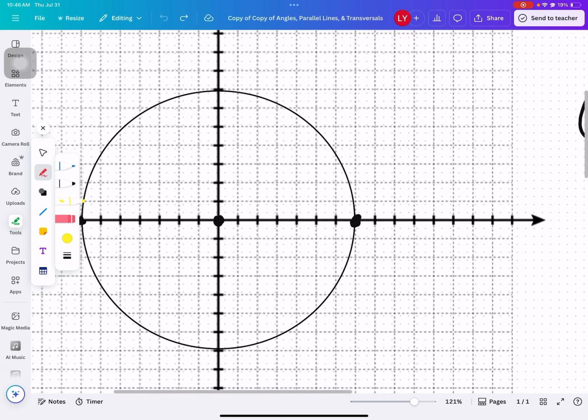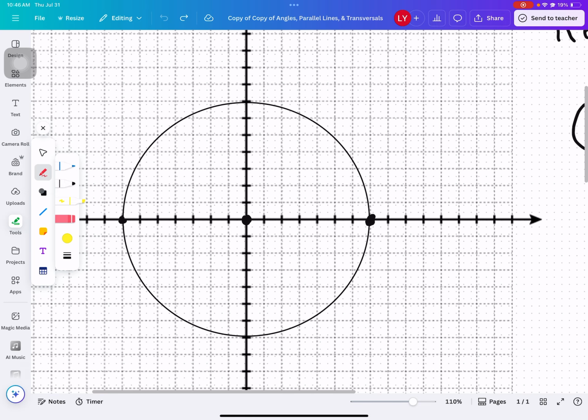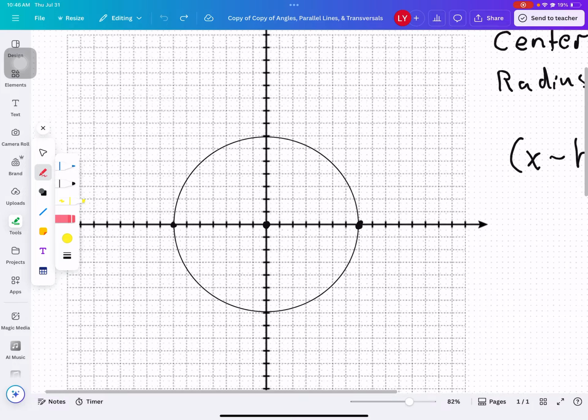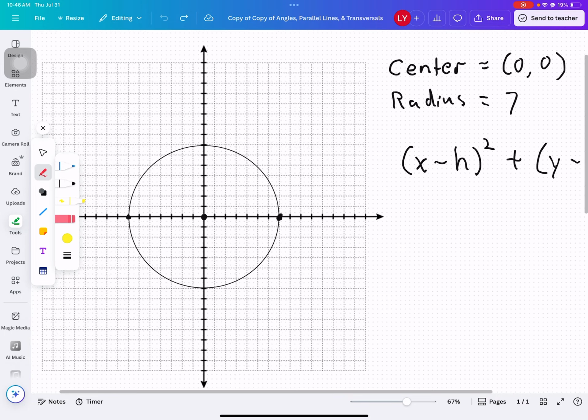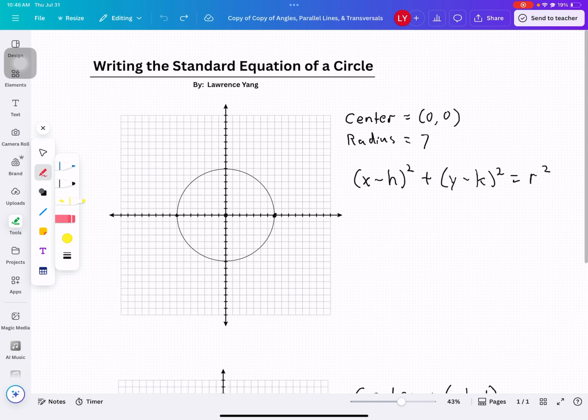Down below, we have a circle whose center is at the origin, also known as 0, 0. And the problem gives us that the radius is 7. So how do we write the standard equation with these two factors? Well, here is the standard equation. How does it correspond to these two factors?